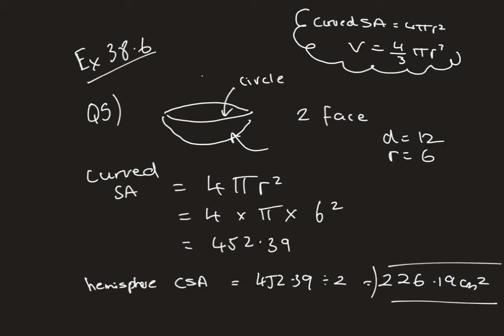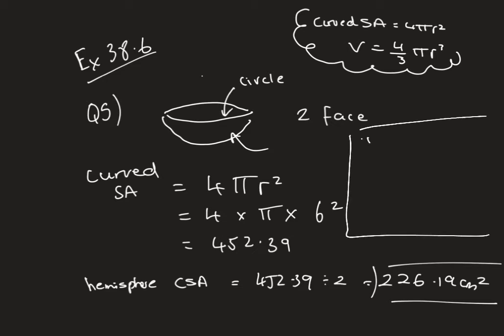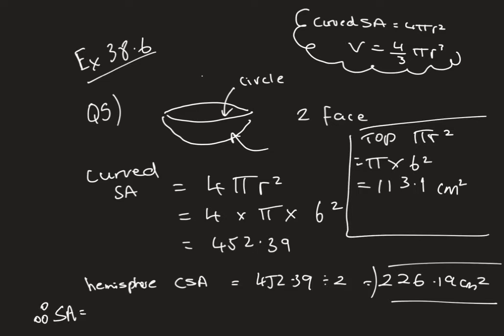Right, okay, where can I write this? So here then, the top is a circle, so it's just pi r squared. So we're just doing pi times 6 squared, which is 113.1 centimeters squared. Therefore, the total surface area will be these two added together, which is 339 centimeters squared.